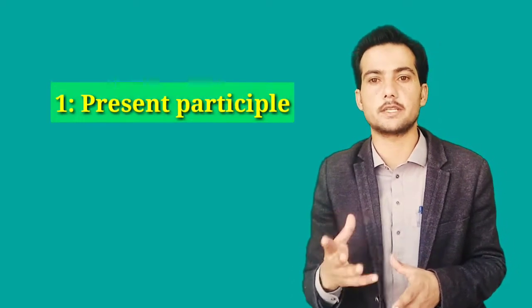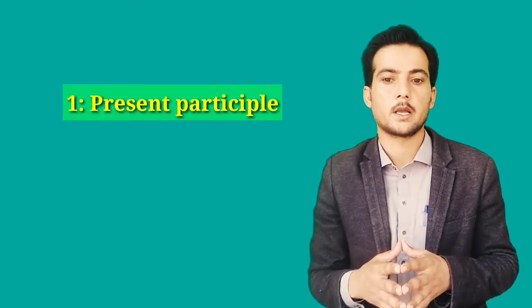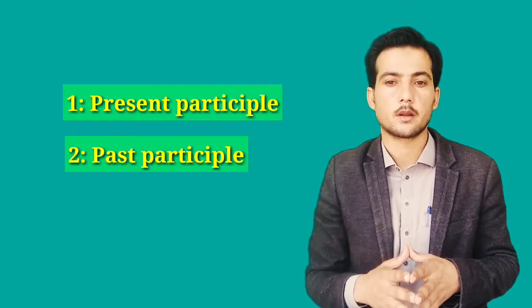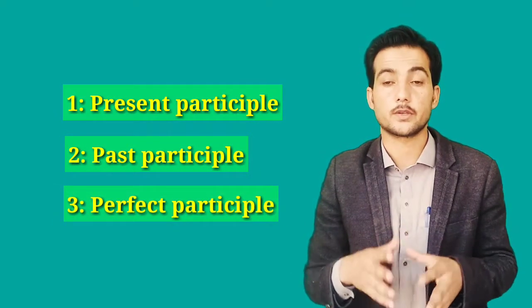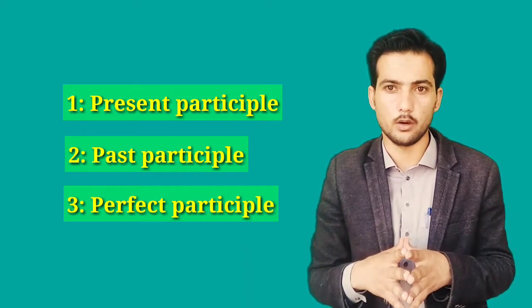As we came to know about participles, we said that participle is that form of verb which can be used like an adjective and a verb of a sentence. It has approximately three kinds. The first one we can say simply present participle, past participle, and perfect participle. So let's discuss them one by one in detail.